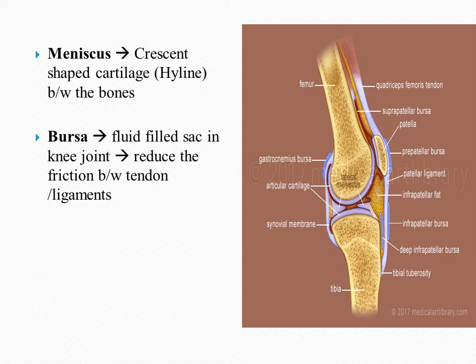Meniscus. Meniscus is a crescent shaped cartilage. It is a hyaline type of cartilage that is present between the two bones that form the synovial joint. Next one is bursa. It is a fluid-filled sac in the knee joint that reduces the friction between the tendon and ligaments of the joints.